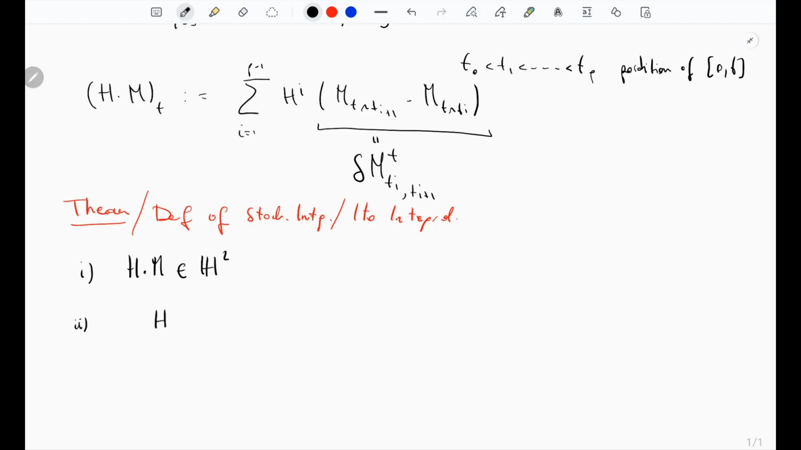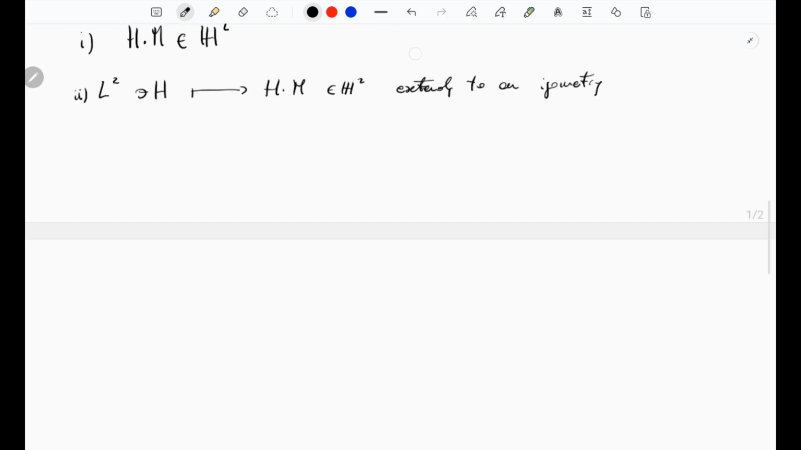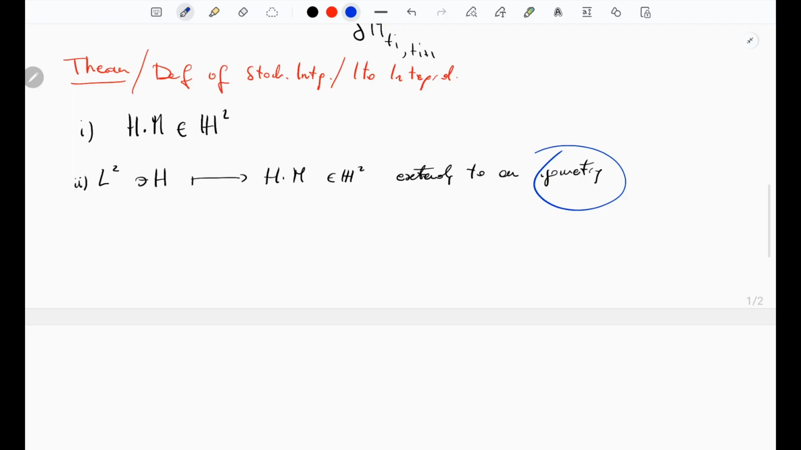Then this map here that takes H in L2M and goes into H2 extends to an isometry. So what does it mean? Reminder, what's an isometry? It's a linear map that preserves the norm. So the norm of H·M in H2 is equal to the norm of H in L2M.